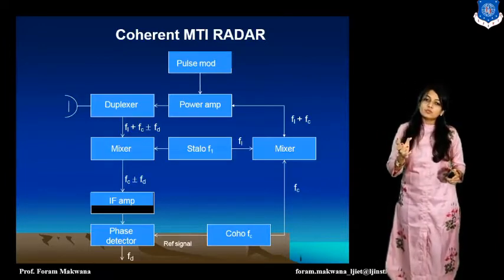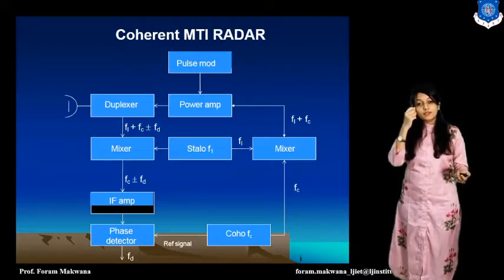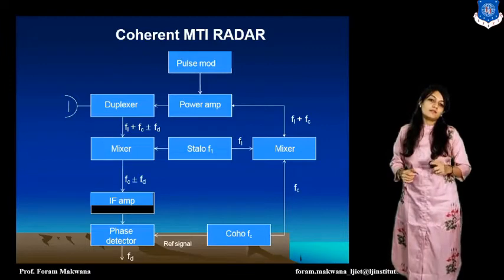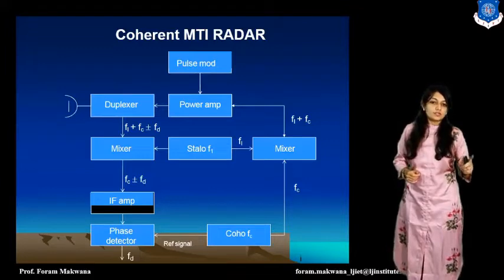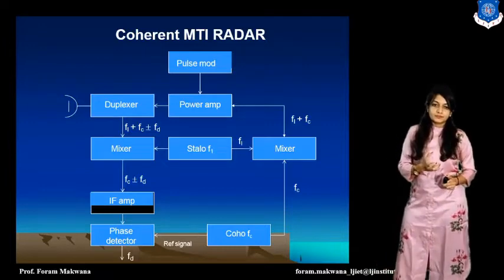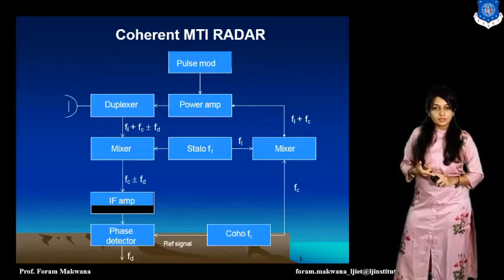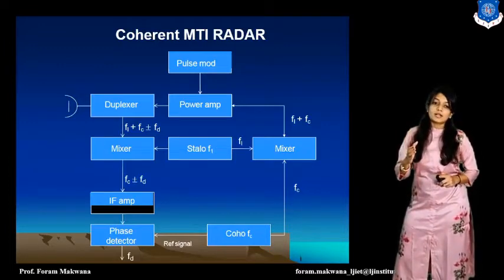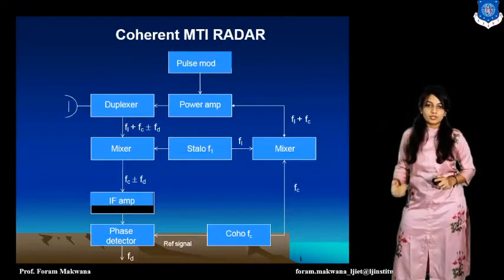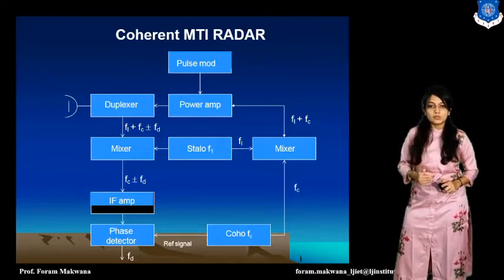Whether my target is moving towards the radar or moving away from the radar, there is a drift in the frequency. The drift in frequency is identified as the F drift, that means the change in the Doppler shift frequency. If the target is moving towards the radar, frequency is going to increase, so I am getting the higher frequency. And if the target is moving away from the radar, frequency is going to decrease, so I am getting the lower frequency. That means a minus of that.